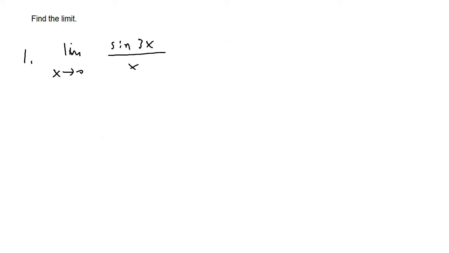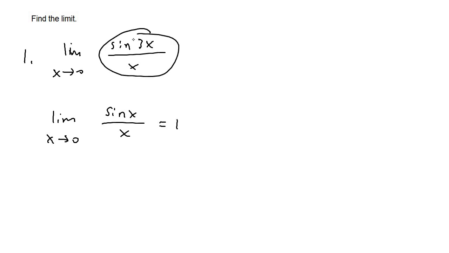So for number 1, we have the limit as x approaches 0 of sine of 3x over x. Now keep in mind the limit that we just talked about, the limit as x approaches 0 of sine of x over x equals 1. However, we don't have sine of x, we have sine of 3x over x. But remember that as long as the coefficients are the same, the limit is going to be 1. But in this case, we don't have a 3 in the denominator, so we have to find a way to get a 3 in the denominator.